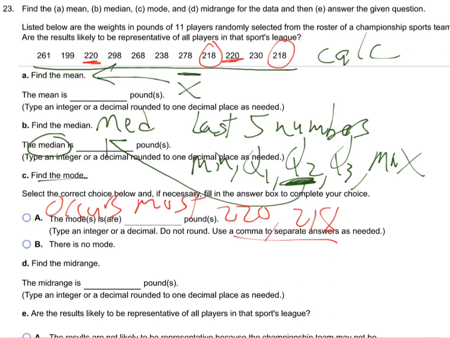Mid-range. What is mid-range? Lowest plus the highest divided by 2? Honestly, I can't remember. I'm not going to give you mid-range on the test, but it just kind of came in the package of this problem. Isn't it low plus high divided by 2? Yes, high plus low divided by 2. That's what Google said.